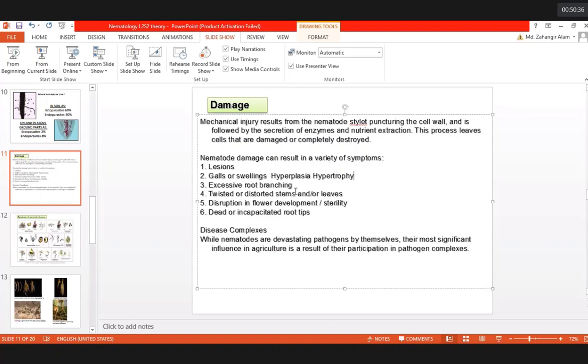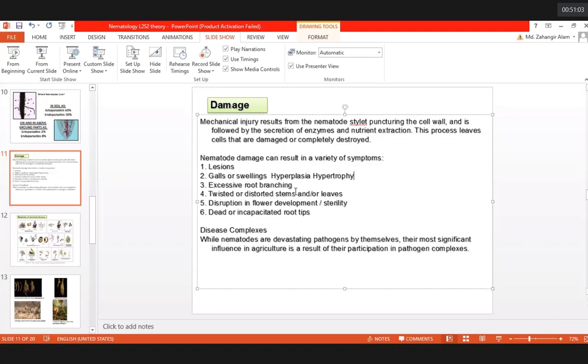And there are some nematodes that contain virus in their body, inside their intestine. We call them virus vector nematodes. For example, Trichodorus. Write it. Name of some virus vector nematodes: Trichodorus, Longidorus, Paratrichodorus. Okay? So these are some virus vector nematodes.